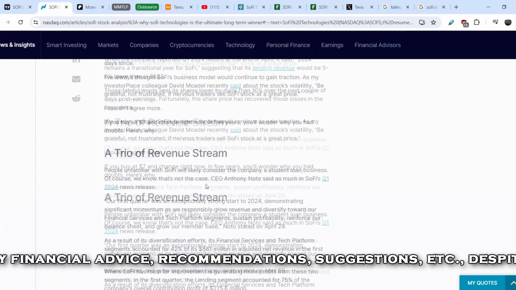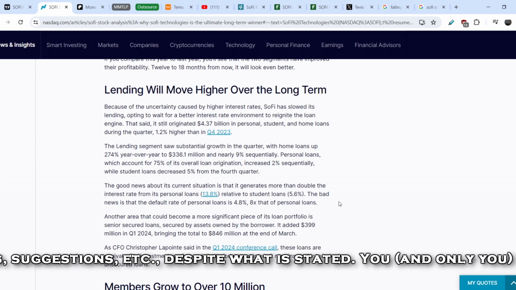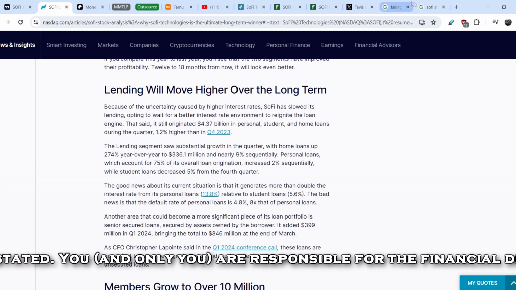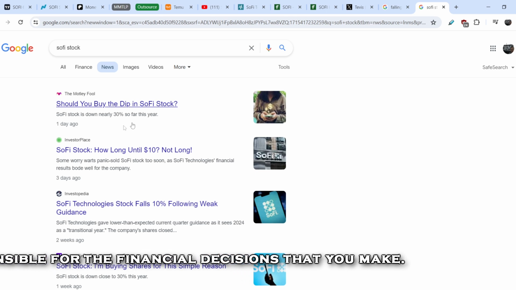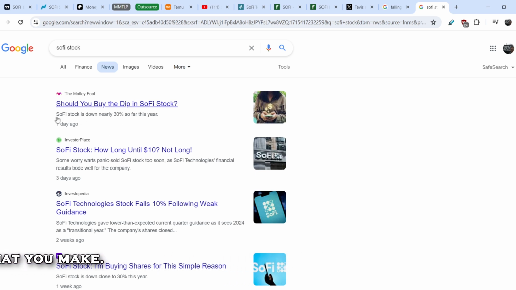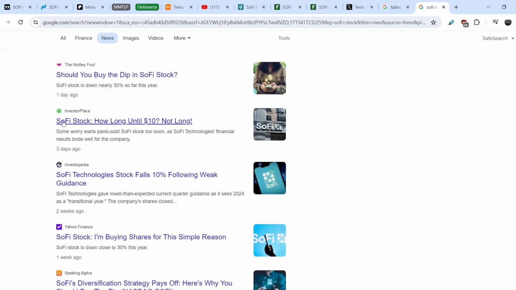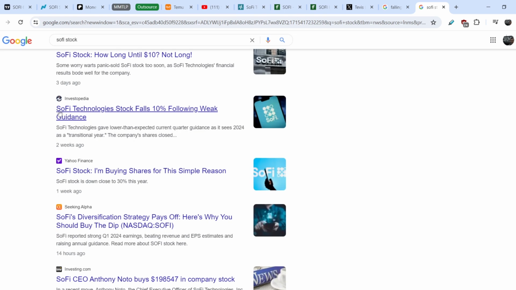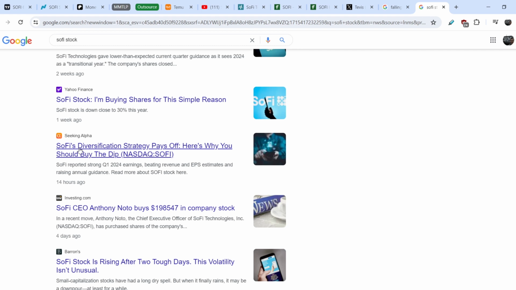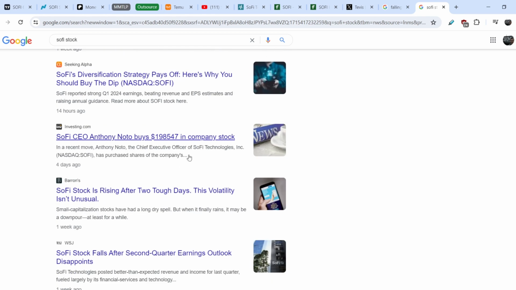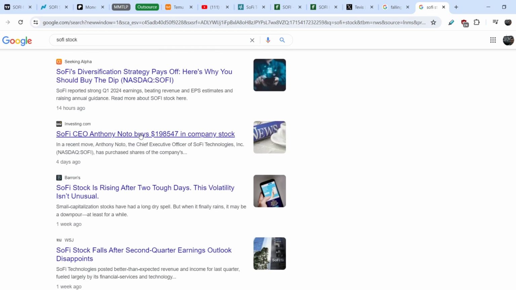And I have to say that these types of articles make a recap of its recent earnings report. And if you take a look right here, for the most recent articles, just read the titles. Should you buy the dip in SOFI stock? Next one, 3 days ago, SOFI stock, how long until $10? Not long. Next one, we have to miss this because it was published just 2 weeks ago. Next one, 14 hours ago, SOFI's diversification strategy pays off. Here's why you should buy the dip. Next one, 4 days ago, SOFI CEO Anthony Noto buys almost $200,000 in company stock.